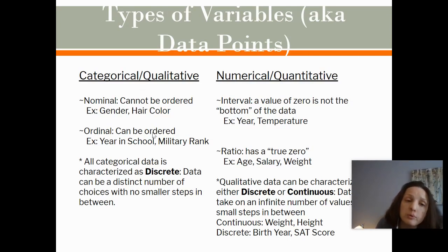Nominal categorical variables cannot be ordered, gender and hair color. But then other types of qualities might have some kind of a ranking to them, such as your year in school, freshman, sophomore, junior, senior, or a military rank. All categorical data is also called discrete because it's one thing. What's your favorite color? Red. Okay. When we get numerical data, we can have either discrete or continuous data. Discrete, layman's terms, is more like a whole number. And then continuous is when you allow there to be decimal values, 3.4, 3.08, things like that.